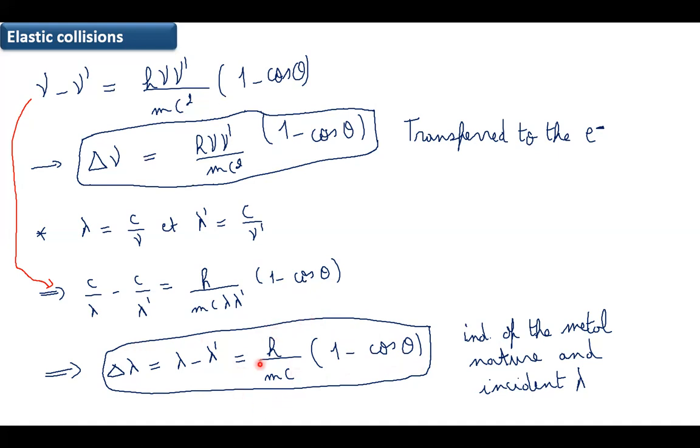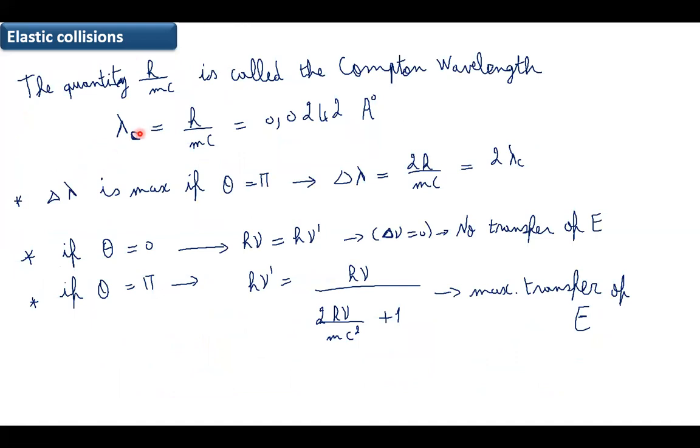This quantity h over m c is called the Compton wavelength, and you can calculate it numerically. Lambda c, or lambda Compton, is h over m c. h is the Planck's constant, m is the mass of the electron, c is the speed of light. So you have all these numbers. So lambda c is equal to 0.0242 angstrom. Angstrom, you know, is 10 to the minus 10 meter.